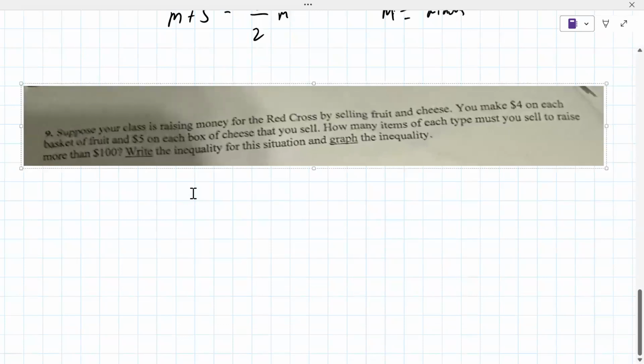All right, so suppose your class is raising money for the Red Cross by selling fruit and cheese. You make $4 in each basket of fruit and $5 in each box of cheese that you sell. How many items of each type must you sell to raise more than $100? Right, an inequality. Okay. So we're gonna make X fruit and Y cheese.